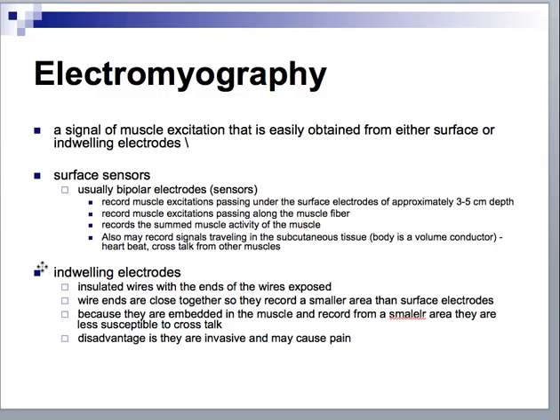And then indwelling electrodes are insulated wires that are inserted into the skin with a needle. It's usually small gauge, and then the needle's extracted, and the wires are left in the muscle and connected up to a recording unit to record the differences in electrical potential in the muscle. The major advantage of the indwelling electrode is that it records specifically from the muscle it's in, whereas surface electrodes, because they're on the surface, can pick up other muscles and electrical signals, such as from your heart.